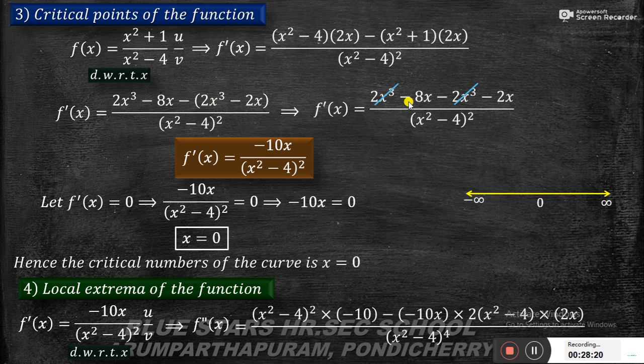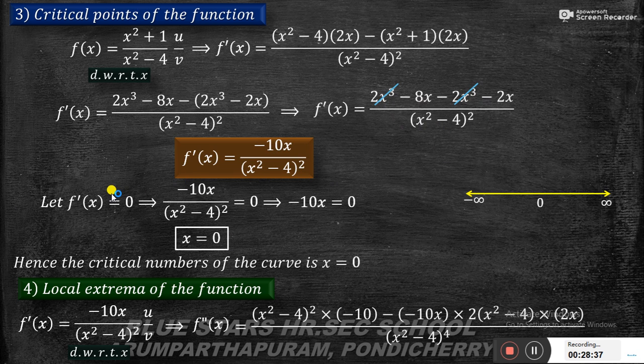So in the next step, 2x cube minus 8x minus 2x cube minus 2x. The 2x cube and minus 2x cube cancel. So minus 8x minus 2x is minus 10x. So f dash of x equal to minus 10x by (x square minus 4) whole square.